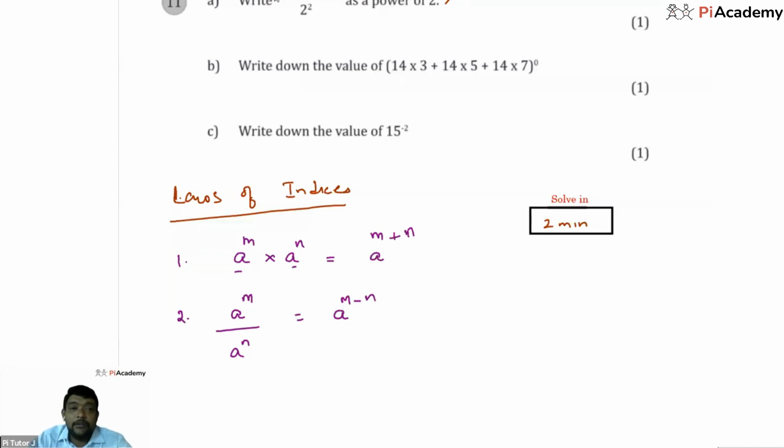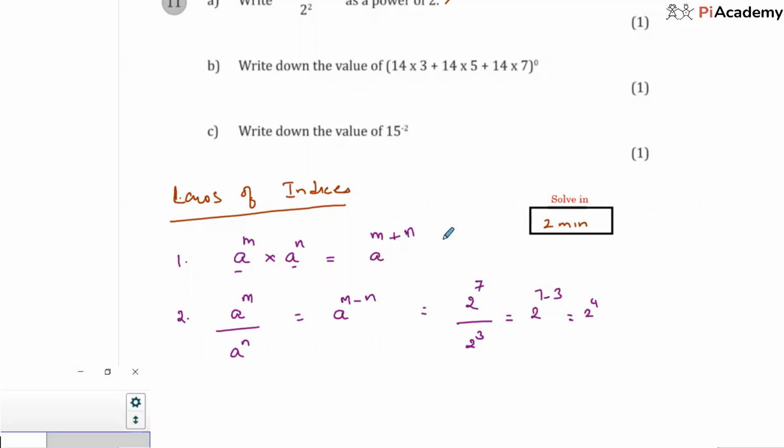Let me give an example. You have 2 to the power of 7 over 2 to the power of 3. So you can write it as 2 to the power of 7 minus 3, which is 2 to the power of 4. Right? Do you see that? And then 2 to the power of 7 times 2 to the power of 3 would be 2 to the power of 10, right? 7 plus 3 is 10.